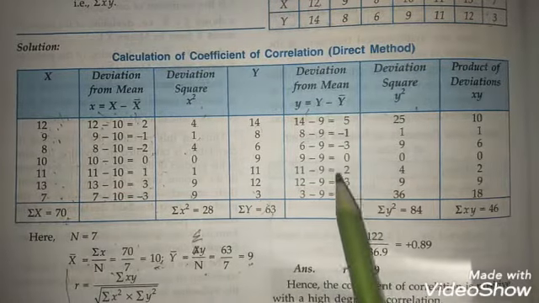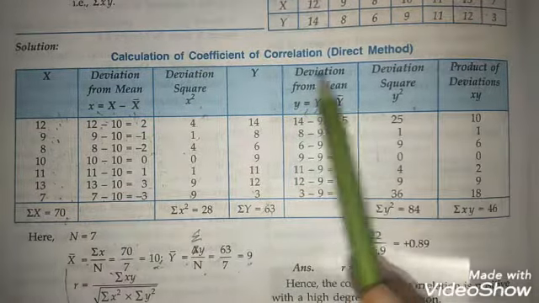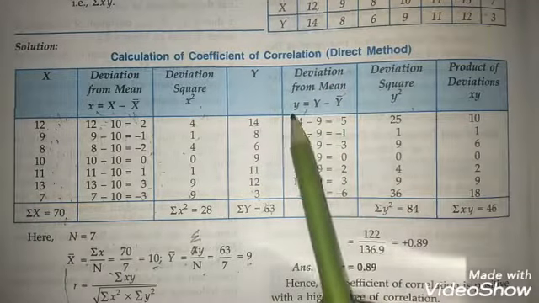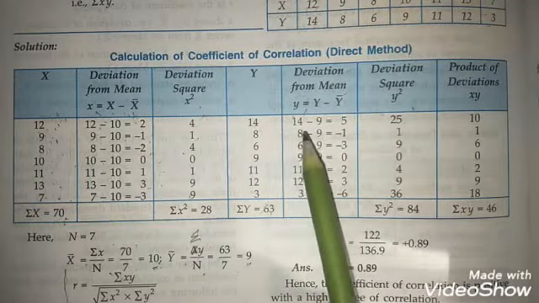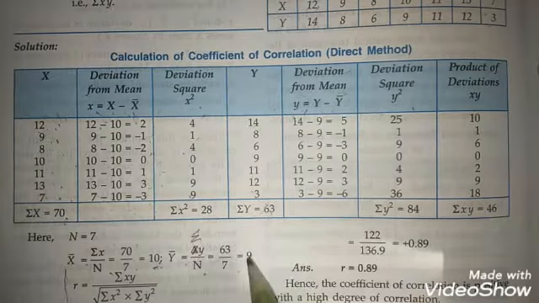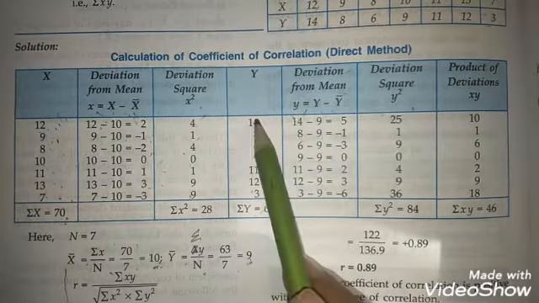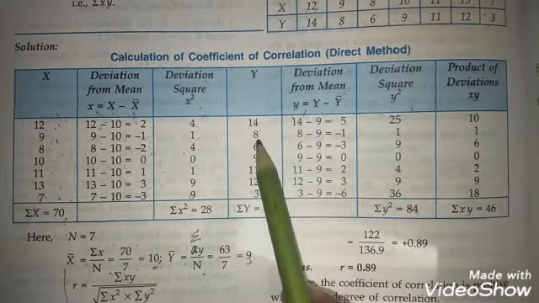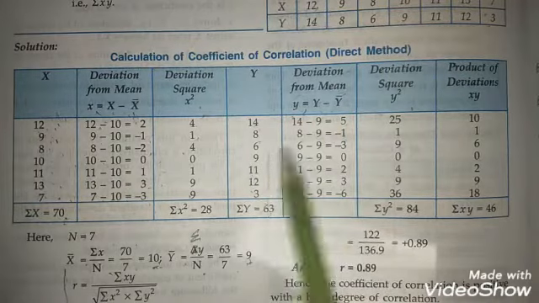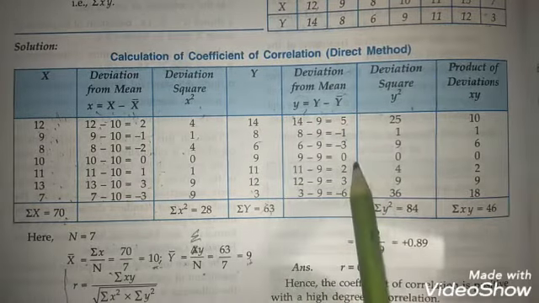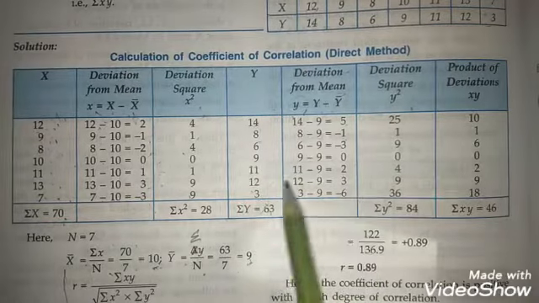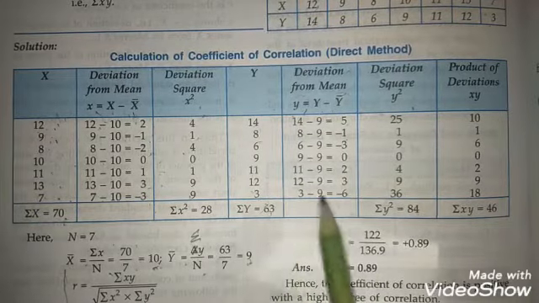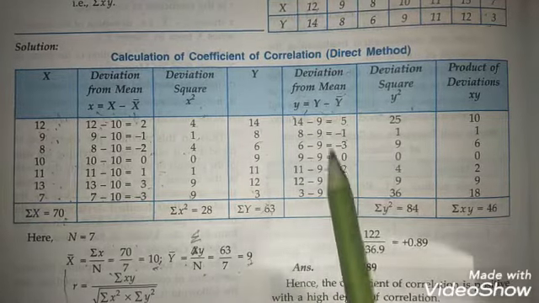Now we are going to do the same calculation over here. We will find out deviation from mean for Y series. So that will be Y minus Y bar. Value of Y bar is 9. So 14 minus 9, 5, then 8 minus 9, minus 1, 6 minus 9, minus 3, 9 minus 9, 0, 11 minus 9, 2, 12 minus 9, 3, and 3 minus 9 is equal to minus 6.